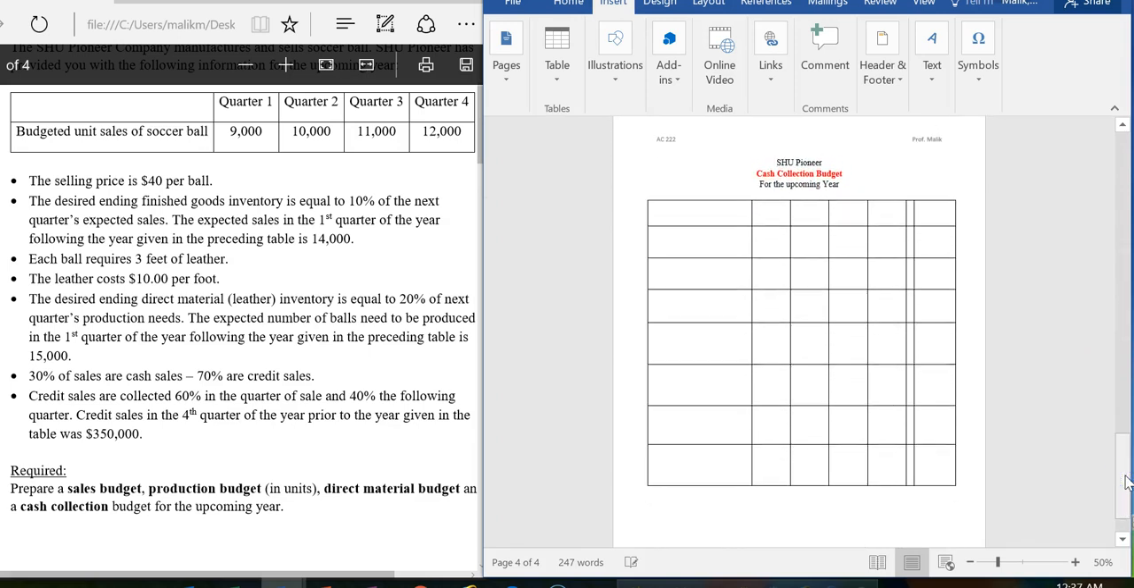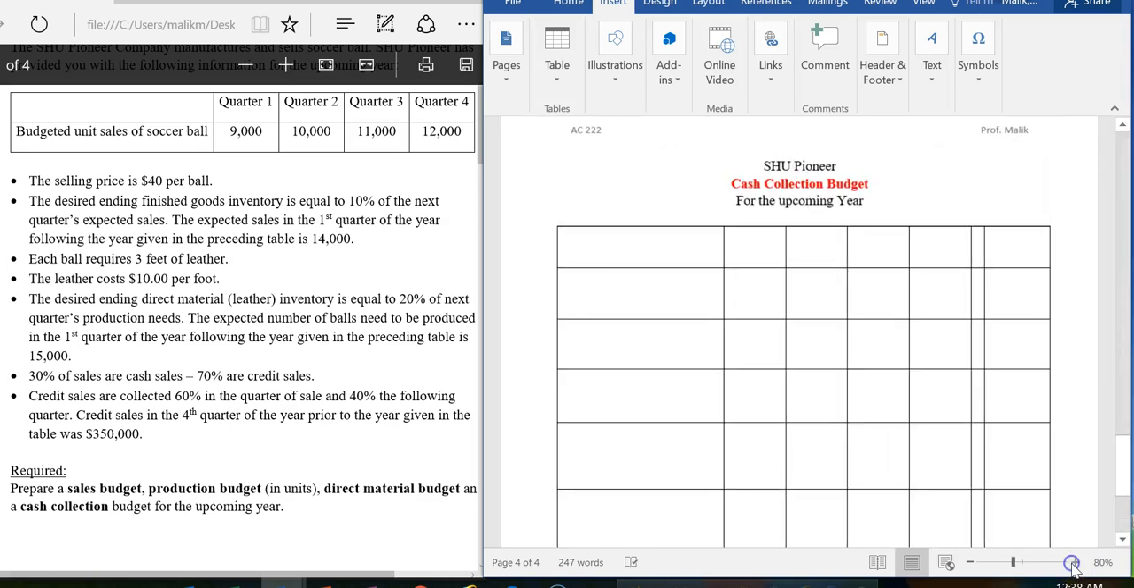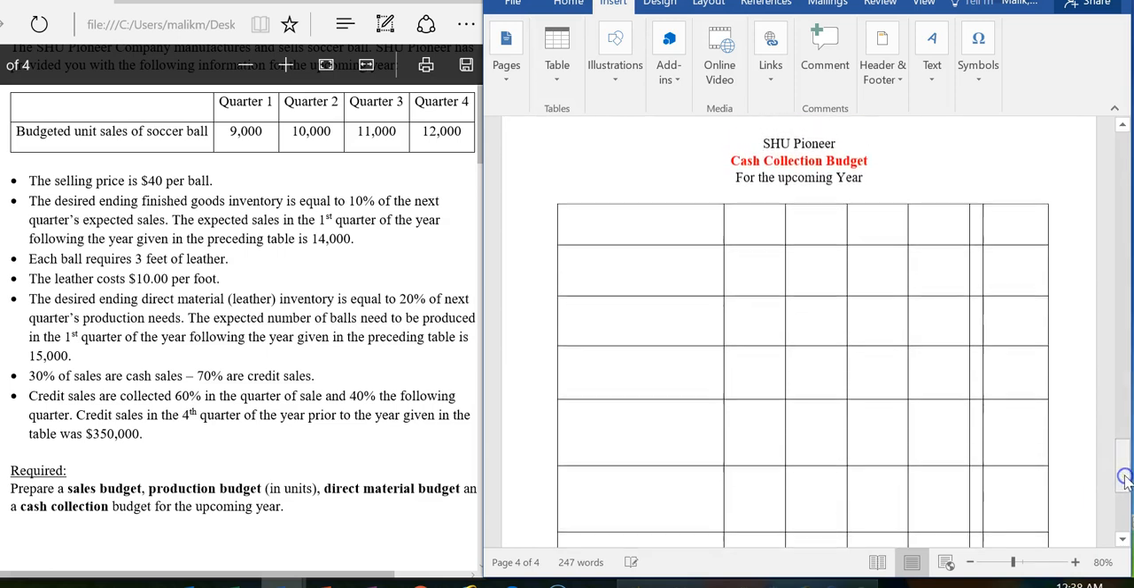So the cash collection budget is the last piece, and I prefer to split it out and do a couple of extra lines so that it will make our calculation easier. Again, we will do quarter one, quarter two, quarter three, quarter four, and we'll do the total year.